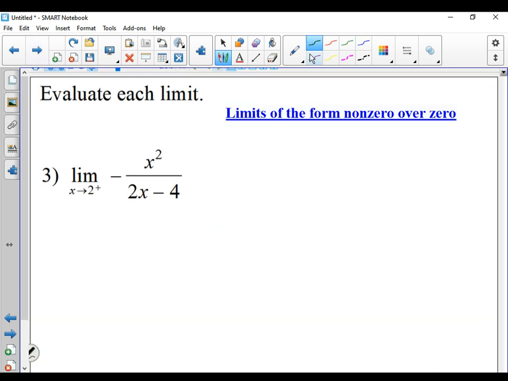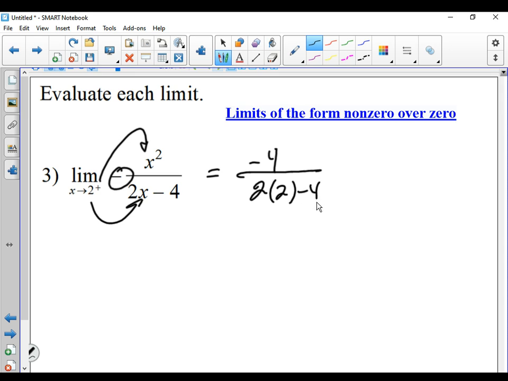Another example here is the limit as x is approaching 2 from the right of this rational expression. Again, you plug in 2 for x. Don't forget this negative here, so you get -4: 2 squared is 4, and applying the negative to the numerator, you still have a negative, so we make it -4. Now we plug in 2 for x in the denominator, you get 2 times 2 minus 4. Again, that's another situation where you have a non-zero number, -4, divided by 0.